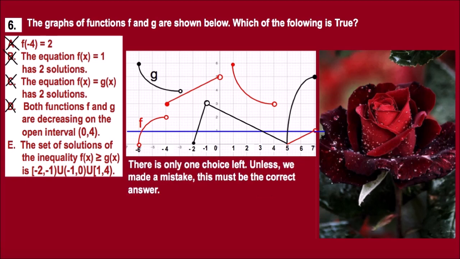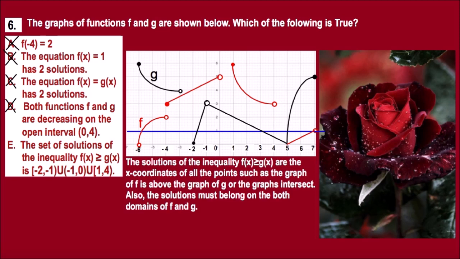There is only one choice left. Unless we made a mistake, this must be the correct answer. But let's check it. Statement E. The set of solutions of the inequality f of x greater or equal to g of x is closed interval -2, -1 open interval, united with open interval -1, 0, united with closed interval 1, 4 open interval.